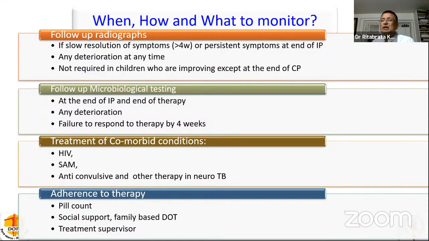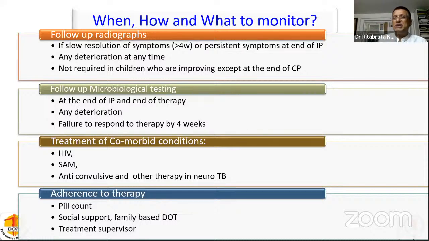Of the microbiological assessment, it is very important. You should do a smear and culture. CBNAAT is not the test for microbial assessment, because CBNAAT will pick up both live and dead bacilli. And we want to show that the child does not have any live bacilli. So that's why the smear and culture is most important. And we usually do at the end of intensive phase and the end of the completion of treatment. But if there is any failure in response, even after giving 4 weeks of therapy, then we'd like to do.